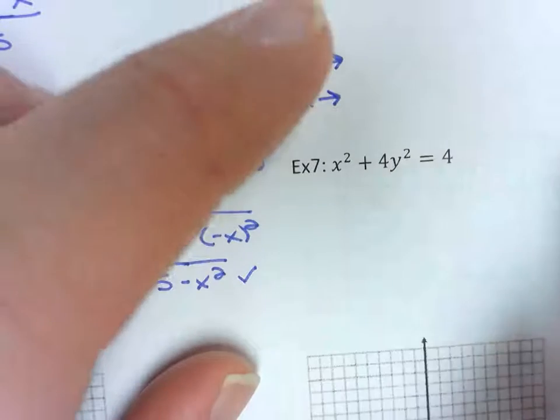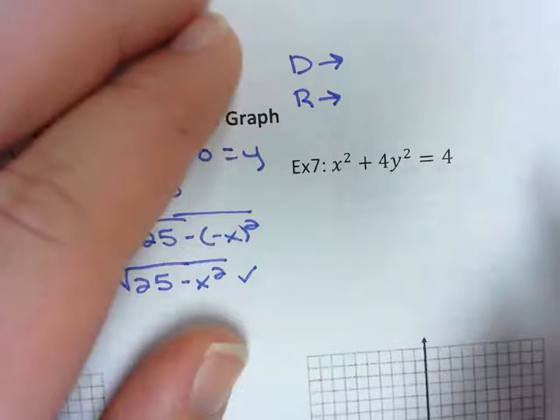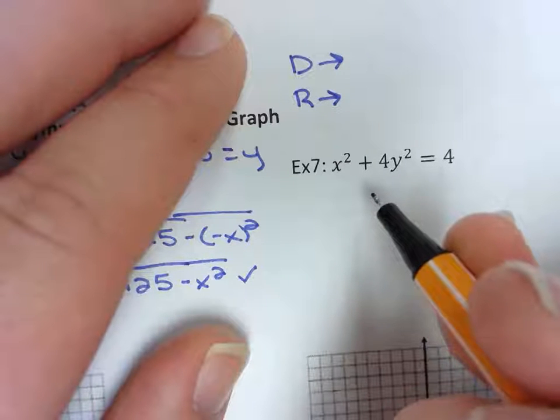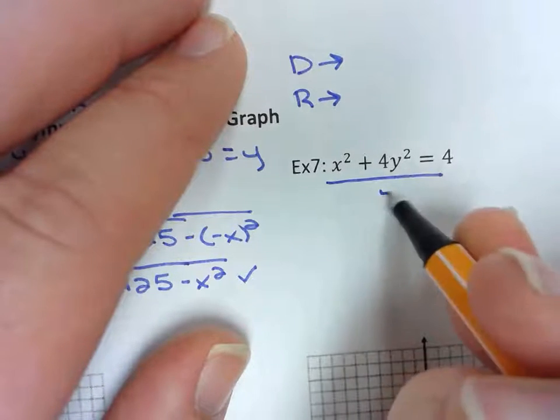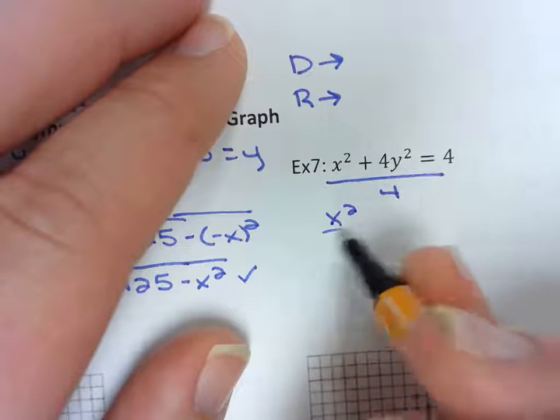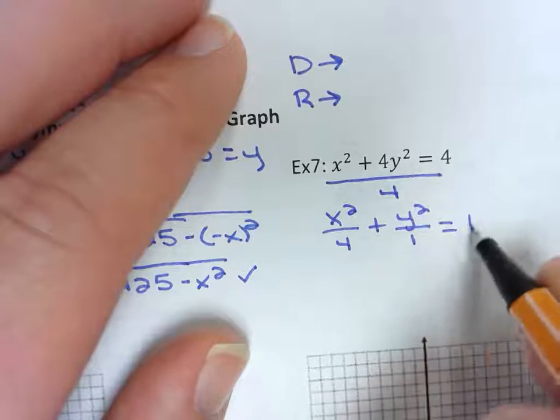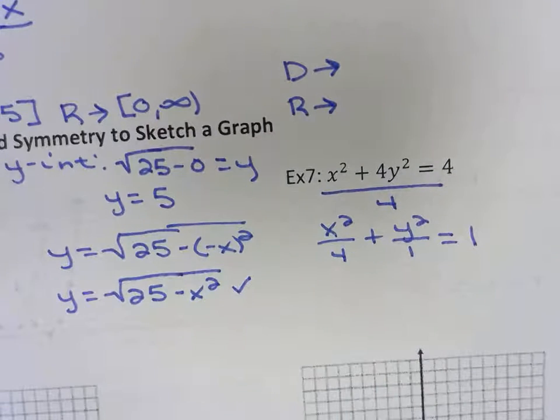ellipse. Ellipse has to be equal to what? Remember? Blake, you should know. 1. Good job. We just talked about that yesterday. So x squared over 4 plus y squared over 1 equals 1. So I'm thinking maybe it's an ellipse. I think I spoke too soon when I talked about the domain and range. I won't worry about it on this one for right now.